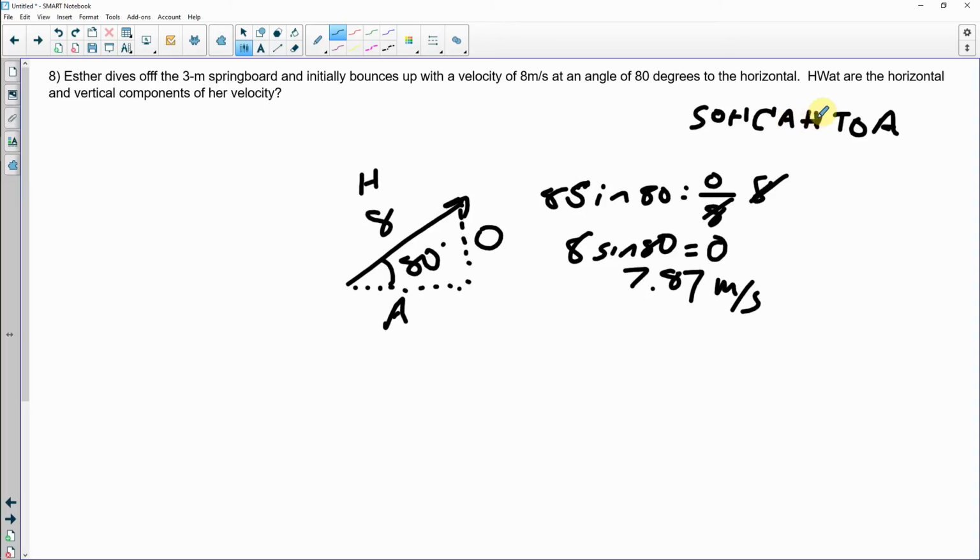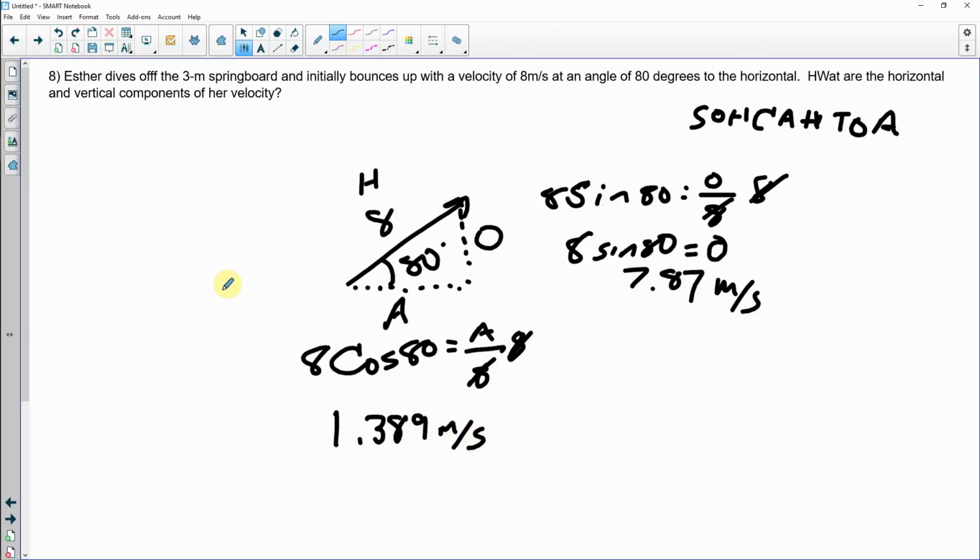And for the adjacent side, we're actually going to use cosine because that has the adjacent. That will give us the adjacent if we have the hypotenuse. Cosine of 80 equals adjacent over hypotenuse, which is 8. Again, multiply both sides by the hypotenuse. 8 cosine 80 is going to be the adjacent side. Just make sure your calculators are in degree mode, and you should end up with 1.389, which I would round up to 1.4 meters per second. Cool. So I hope that's not too much of a surprise.